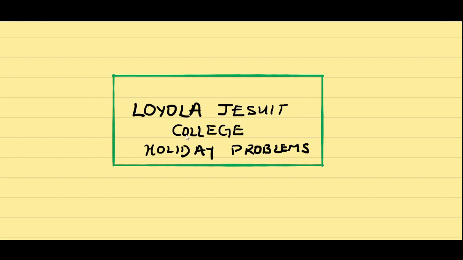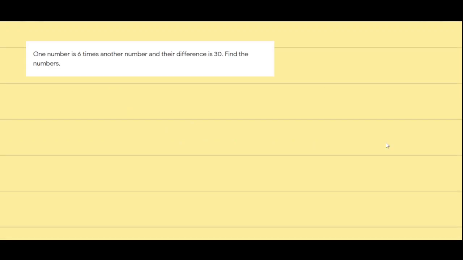In the previous video we solved 6 problems and we are going to do the same in this video. So let's look at problem 7 and see what it says. This problem says that one number is 6 times the other and the difference is 30. So let me get my pen. So one number is 6 times the other.